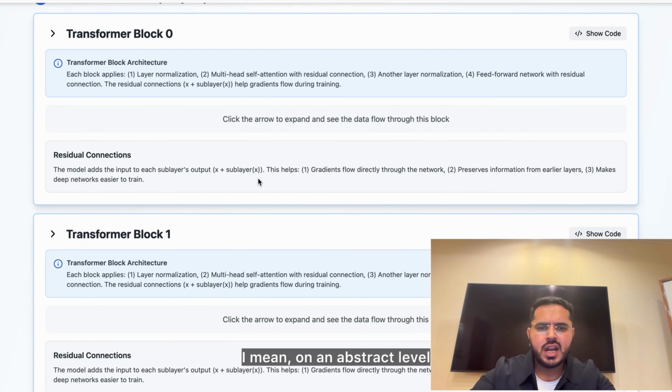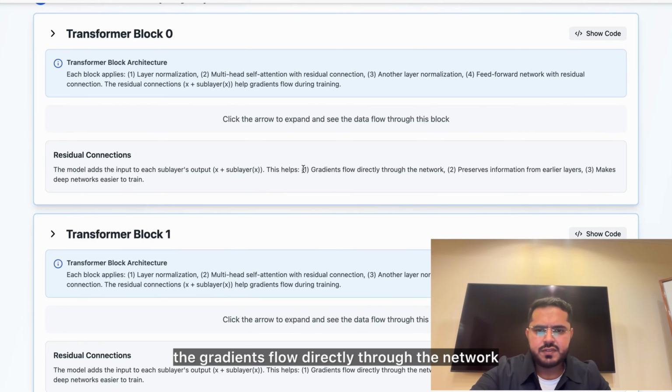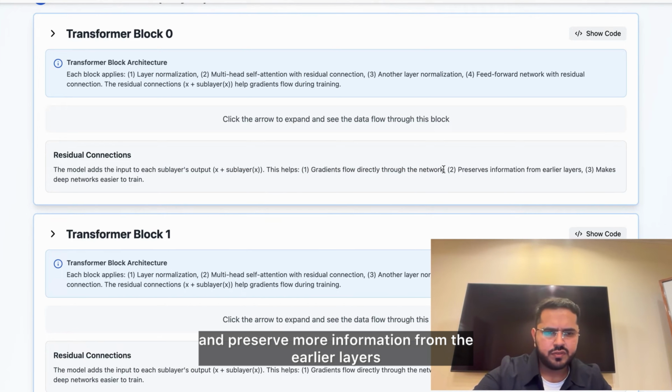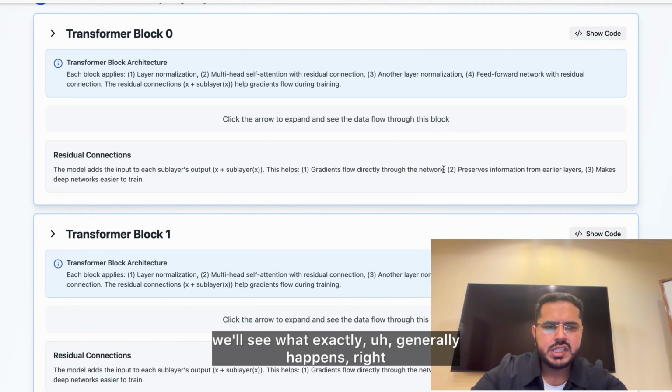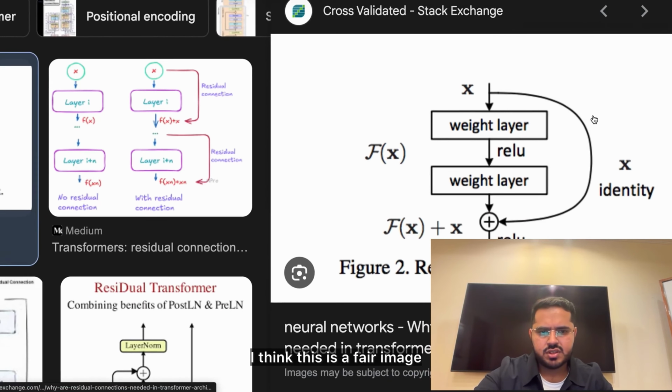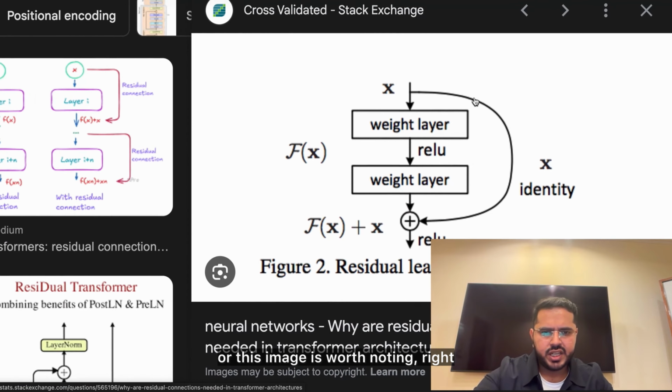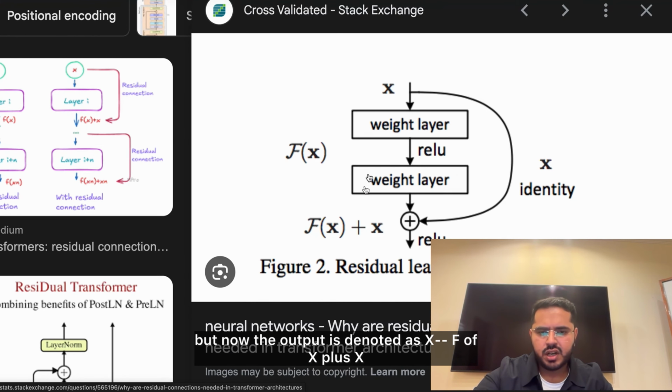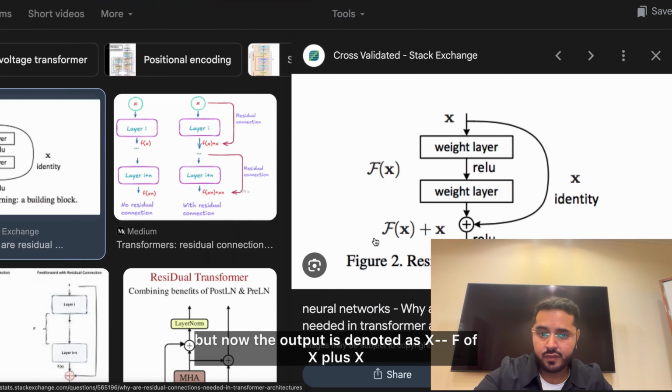On an abstract level, we can say that the gradients flow directly through the network and we are able to preserve signal and preserve more information from the earlier layers. But today we'll see what exactly happens, right? If I try to Google, I think this is a fair image, or this image is worth noting, right? Let's say this is your transformation layer. You add the input; the output of this layer would have been f of x, but now the output is denoted as f of x plus x.